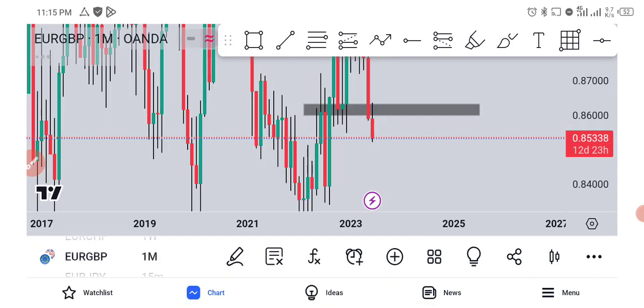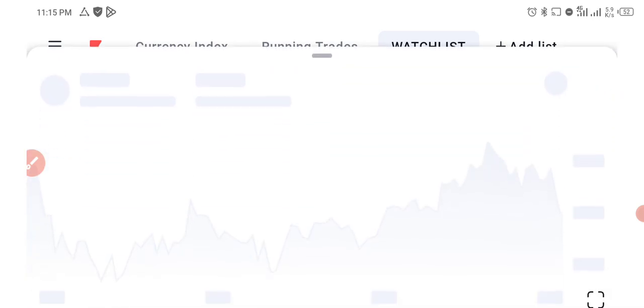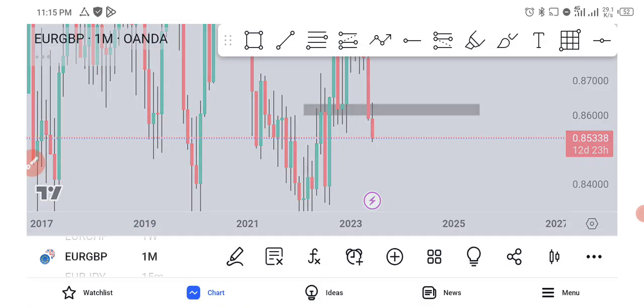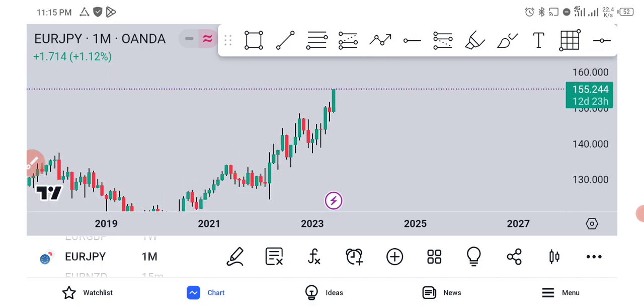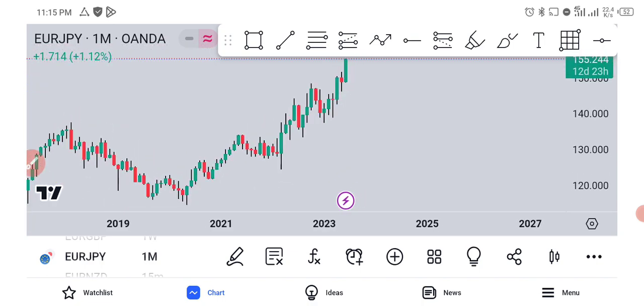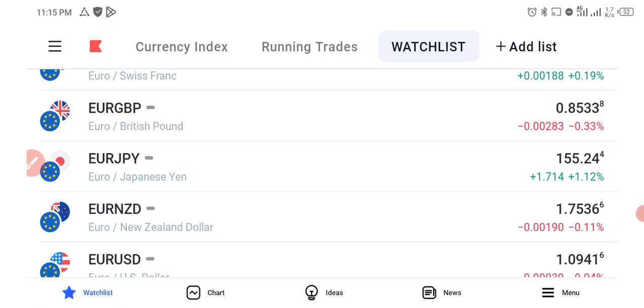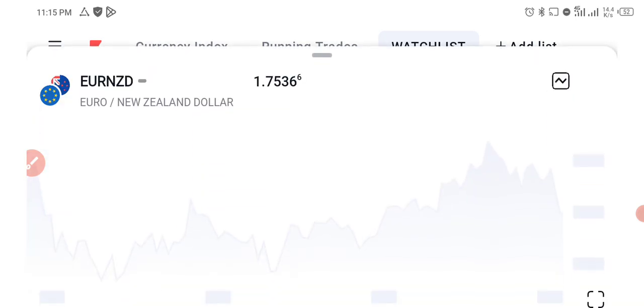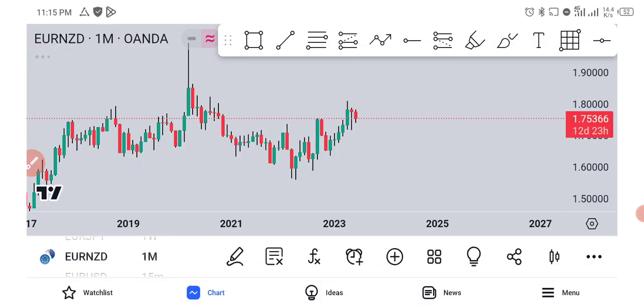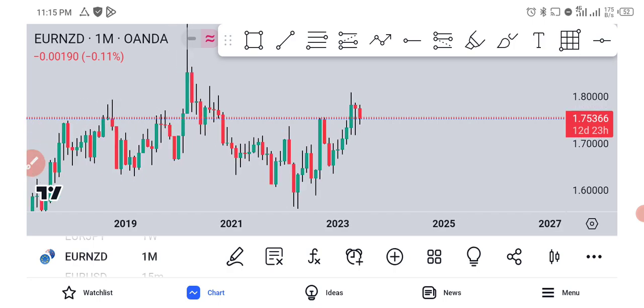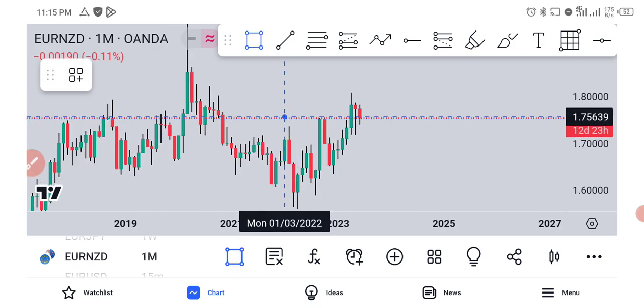So going to another pair, Euro JPY. Here on the monthly, the market is complicated, so I won't be taking this trade. Euro NZD, the next price action from here. So the market is currently testing this support level.